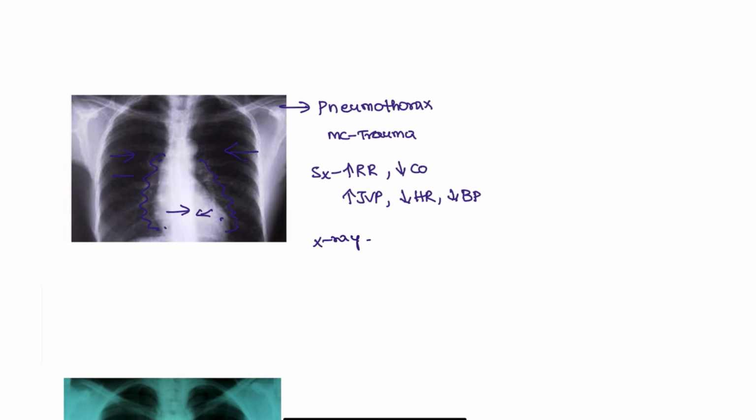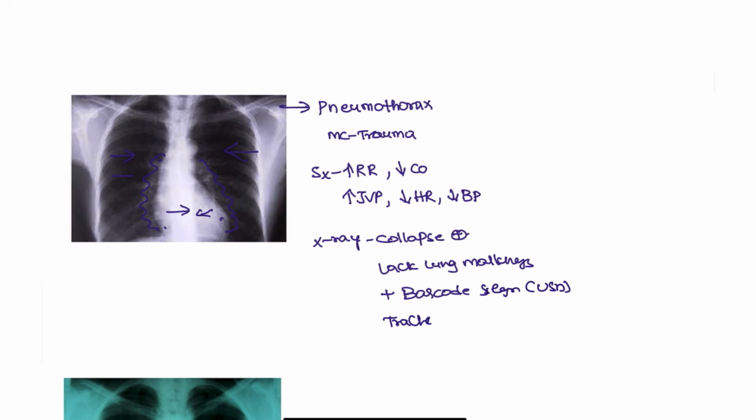As you see here on the X-ray, you are going to see the lung collapse, and the lung markings will be decreased. Plus the barcode sign is seen on the ultrasound, and tracheal shift is also seen. The trachea shifts towards the opposite side.